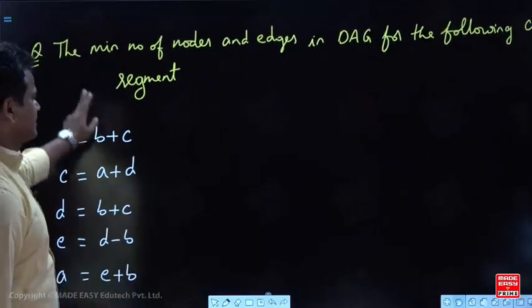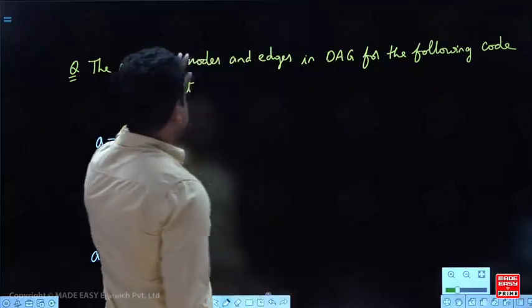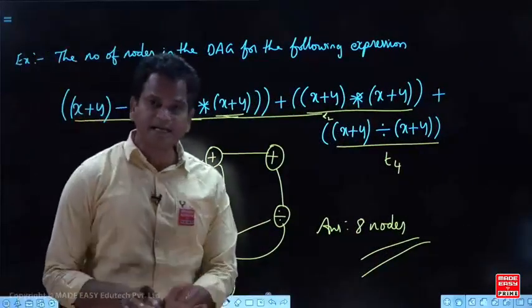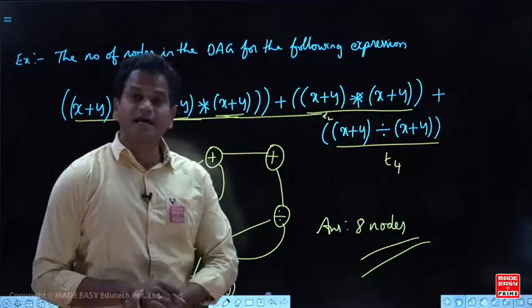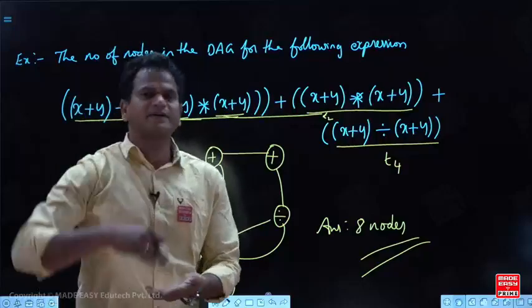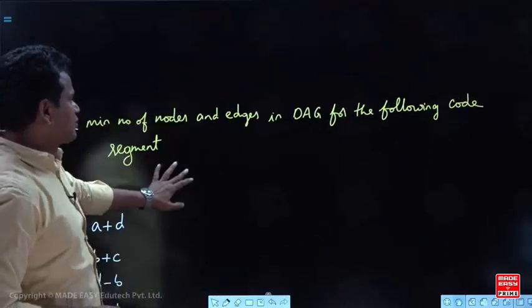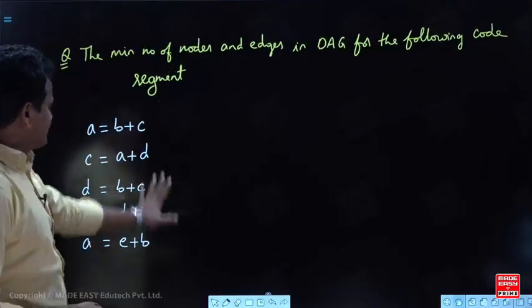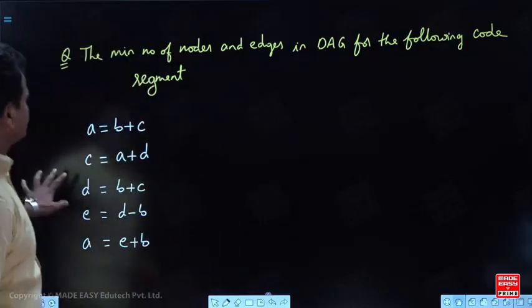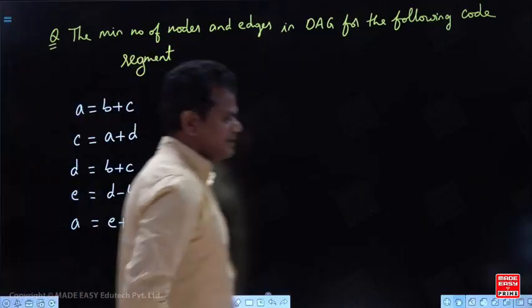this is a different kind of construction of the DAG. Till now I have given a single expression. Now what I will do is give you the 3 address code. You know what is 3 address code? 3 address code means a sequence of 3 address statements. So if I give you a 3 address code segment, for this 3 address code segment, what is the DAG? Okay, just copy this. The minimum number of nodes and edges in DAG for the following code segment. Copy.